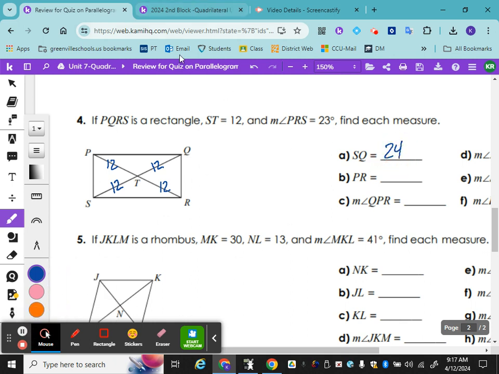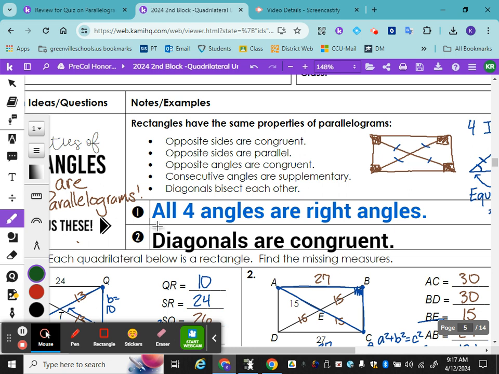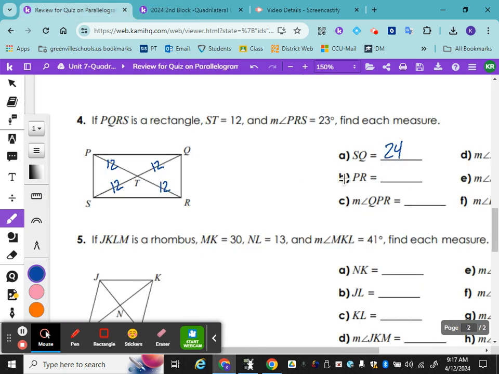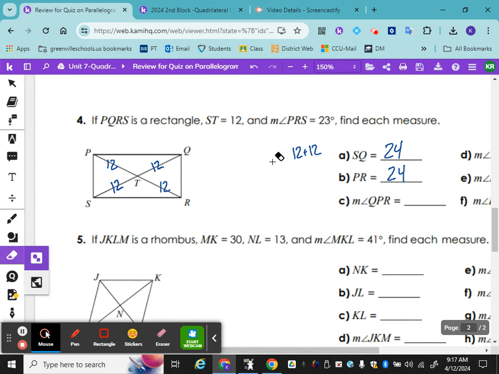Okay? And diagonals are congruent. In a rectangle, diagonals are congruent. It's not true for everything, but if S to Q, a diagonal, is 24, P to R, another diagonal, is 12 plus 12, 24. So both of those were just your 12 plus 12. Nothing too fascinating there. All right, I'm going to get rid of that because now we're talking angles.